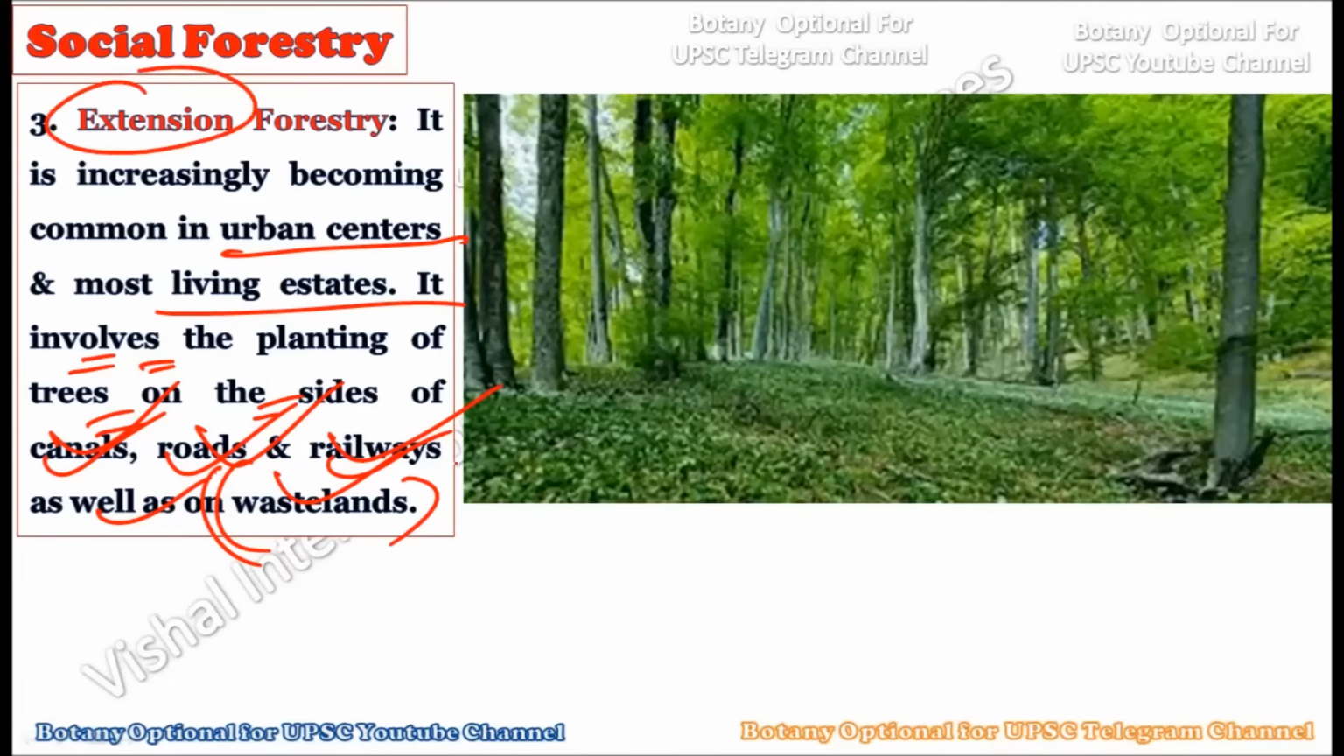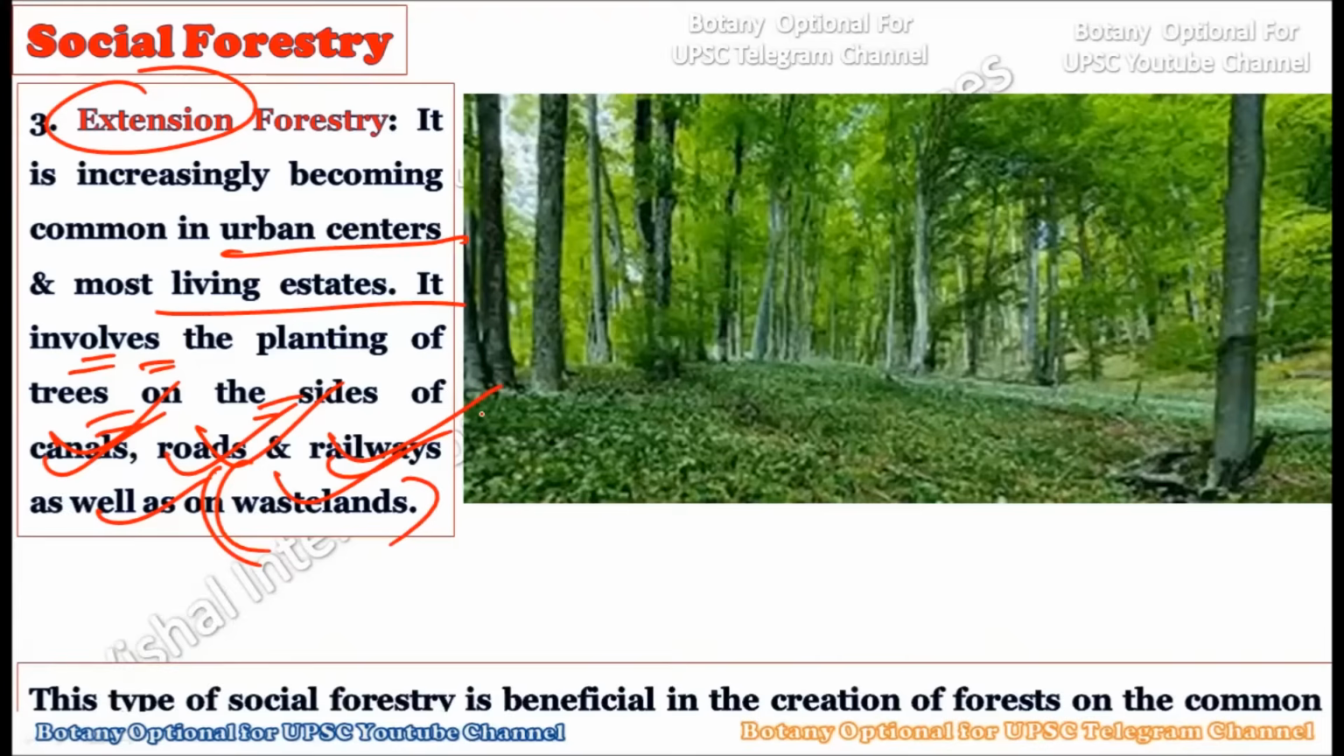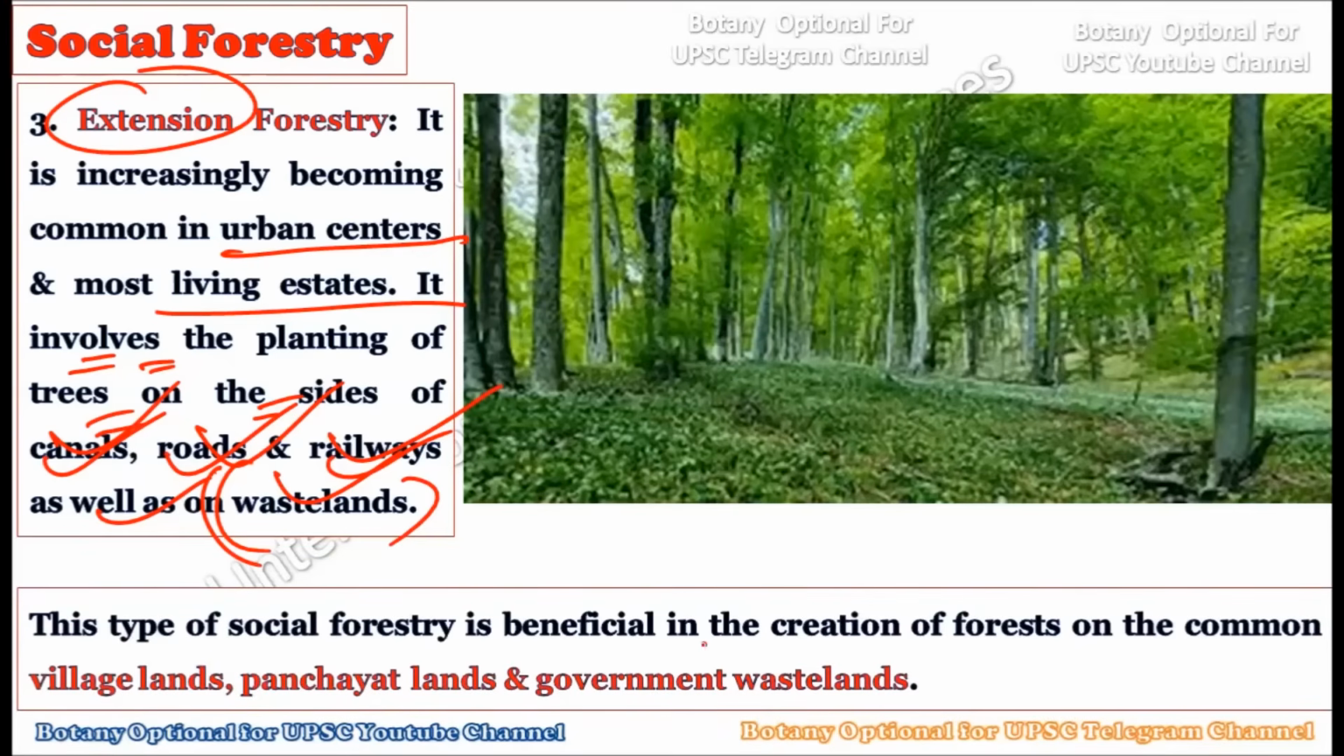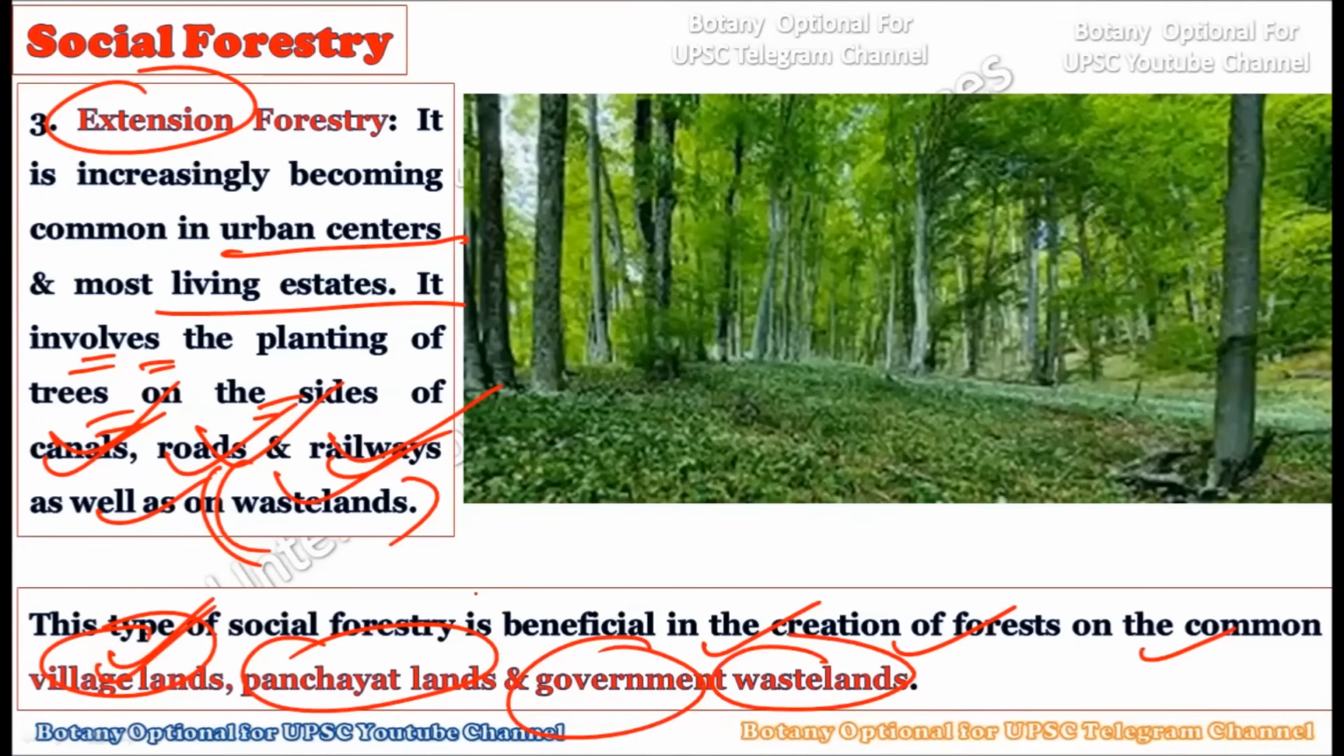We are using the word extension because it gives the sense of extension alongside the road, alongside the railway routes, alongside the canals, or the wasteland simply, and we can use this empty land to create forestry. This type of forestry is called extension forestry. Now this type of social forestry is beneficial for the creation of forest on common village lands. The common village lands, the panchayat lands, or government wasteland can be occupied by extension forestry. All of these lands can typically be used for creating this type of forestry.